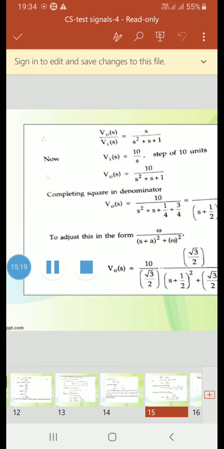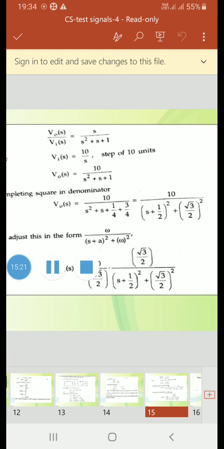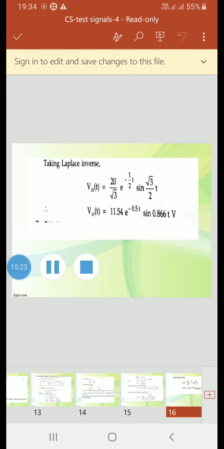Taking Laplace inverse, V naught of t is equal to 20 by root 3 e raised to minus half t into sine root 3 by 2 t. So V naught of t is equal to 11.54 e raised to minus 0.5 t sine 0.866 t volts.